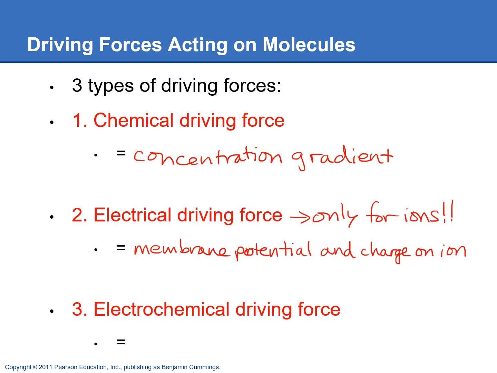And then the electrochemical driving force, if you look at the name, it has electrical driving force and chemical driving force in it. So you're just going to add up the electrical and chemical driving forces together.